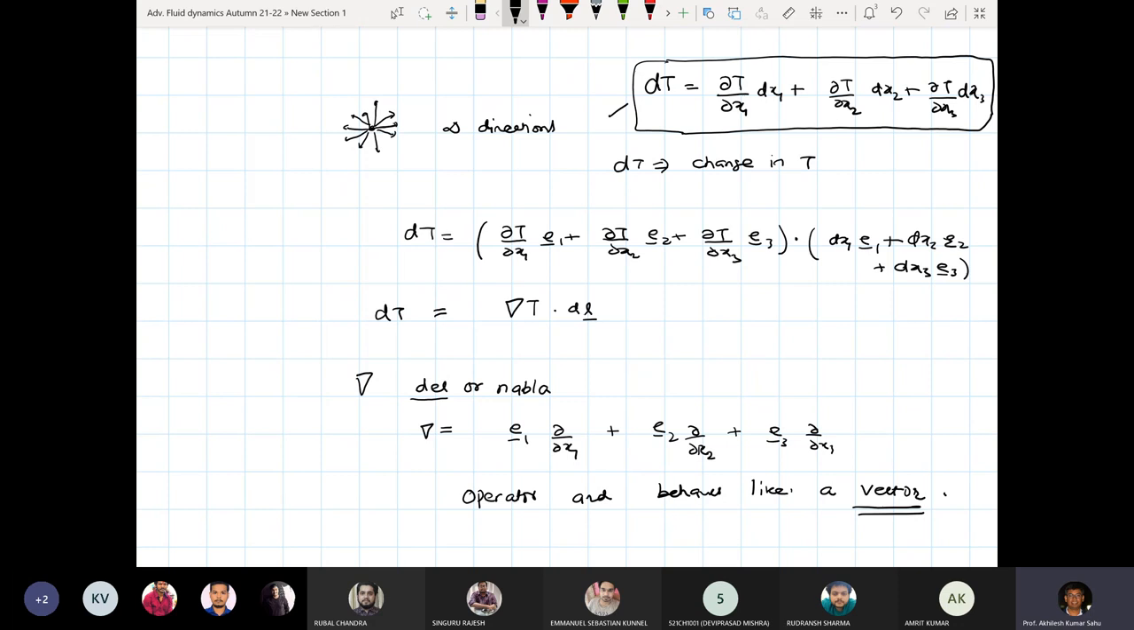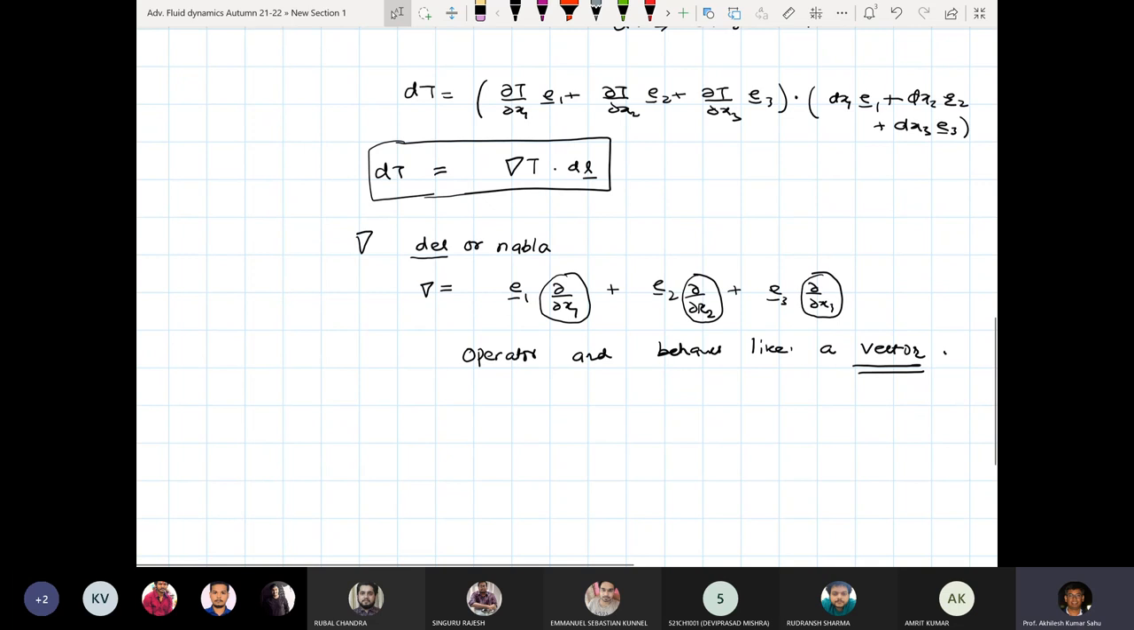Okay, so from this I got the definition of del, which is e1 partial by partial x1 and so on. I have written it in this form so that you are not confused: this partial by partial x1 is not operating on e1. So del is an operator but behaves like a vector. The component in direction 1 is partial by partial x1, in direction 2 is partial by partial x2, and in direction 3 is partial by partial x3. Okay, so it's an operator.